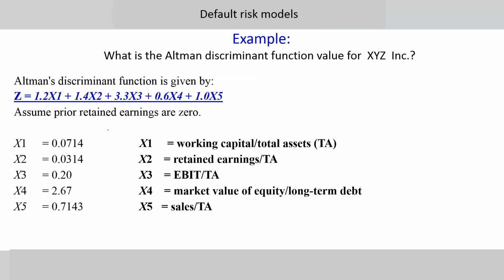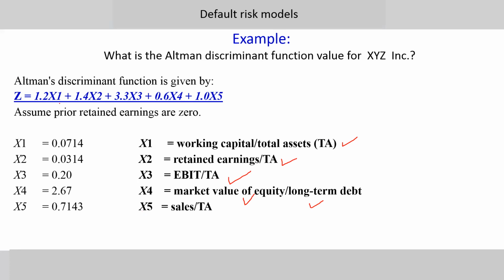Let me get an example. If we have a company, we get X1, X2, X3, X4, X5. X1 is the working capital over total assets, and we can get it from the balance sheet. X2 is retained earnings over total assets, from the balance sheet. X3 is earnings before interest and tax over total assets, from the balance sheet. X4 is the market value of equity, which we can take from the market, over the long-term debt, which we can take from the bank book. And X5 is sales over total assets.